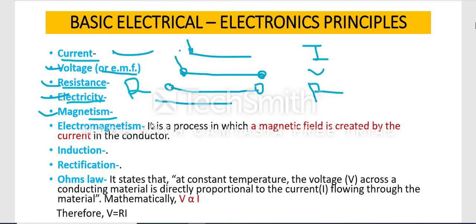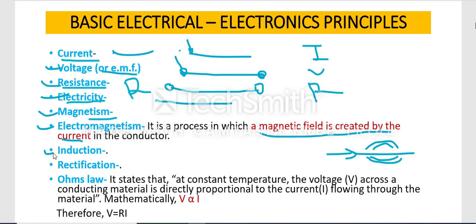The next is electromagnetism. Electromagnetism is a process in which a magnetic field is created by the current. Suppose one wire is there, and we are supplying a current I here. Then magnetic fields are generated around this wire. This process is known as electromagnetism. It is a process in which a magnetic field is created by the current in the conductor. The next is induction. So what is meant by induction?